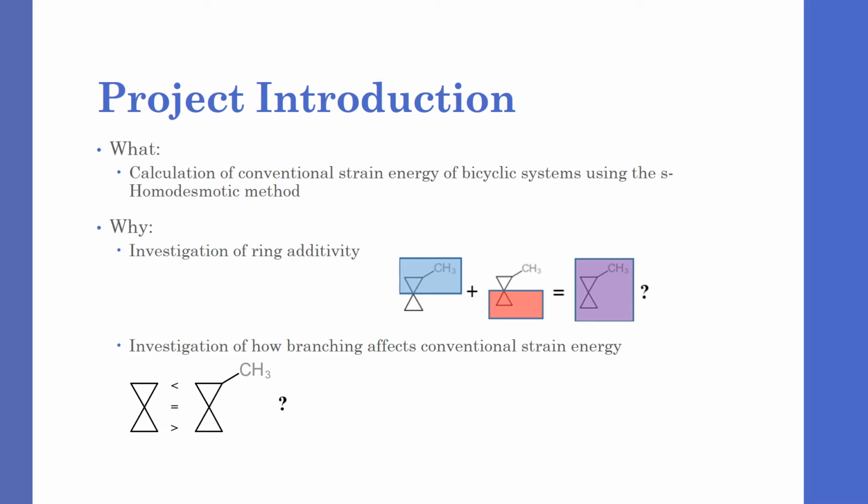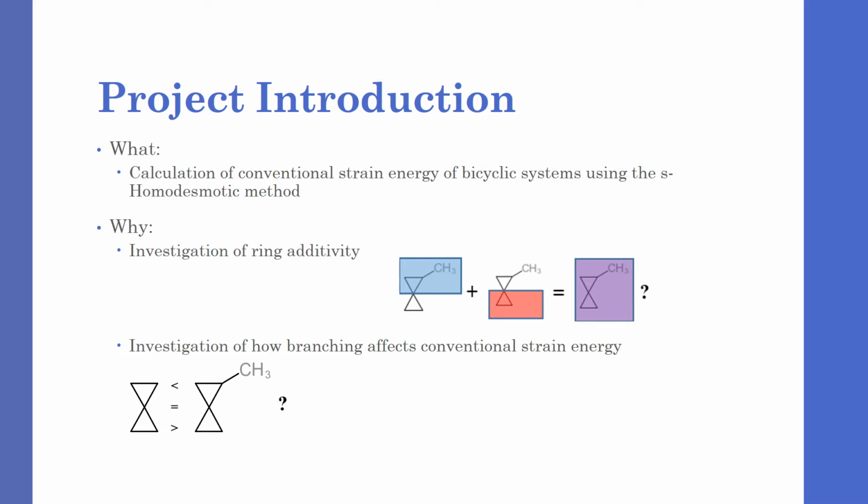That is, we want to see to what degree the conventional strain energy of the branched portion of a bicyclic system, shown in blue, and the conventional strain energy of the unbranched portion of the system, shown in red, equal the conventional strain energy of the entire system, shown in purple.